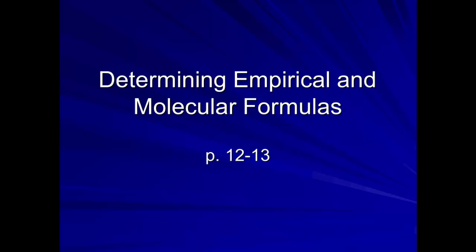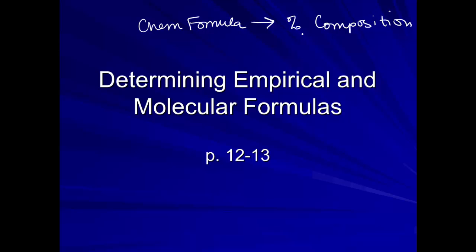Today's topic is something called empirical and molecular formulas, and you probably have already learned how to go from a chemical formula to percent composition. If you're in my class, that was the last thing that we learned. Today we're actually going to go the other way. We're going to start with the percent composition of a compound and work backwards to figuring out the chemical formula. This is actually how we can get mass data in a lab and work backwards to figure out what compound we're looking at. So this is actually very useful for identifying unknown compounds.